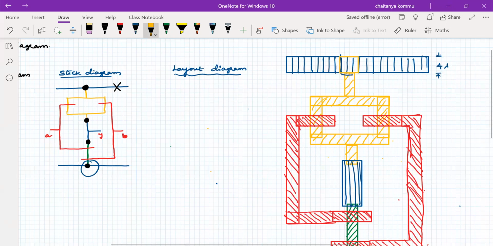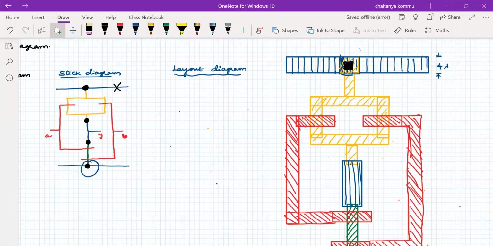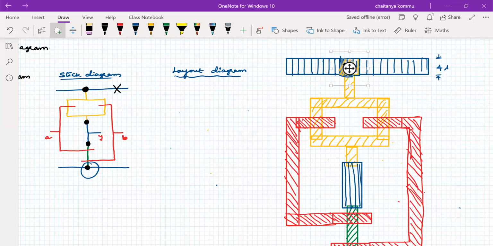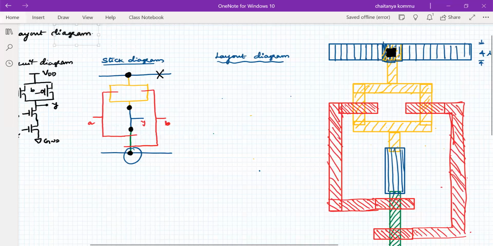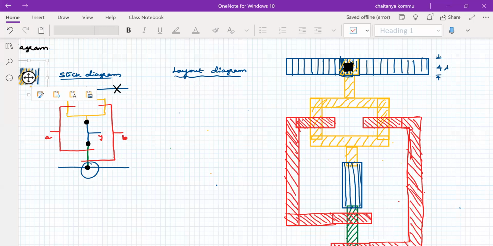So metal line I need to draw. It's consisting of 2 colors. One is blue lines and another is these lines. In between, we need to have a contact cut there. So I have to consider this one. Copy, and I want to paste it here somewhere. Paste. So I have to consider this one at this point as well.